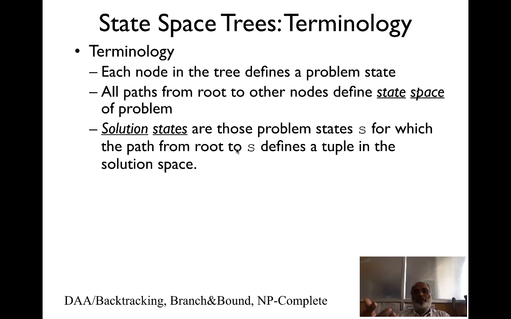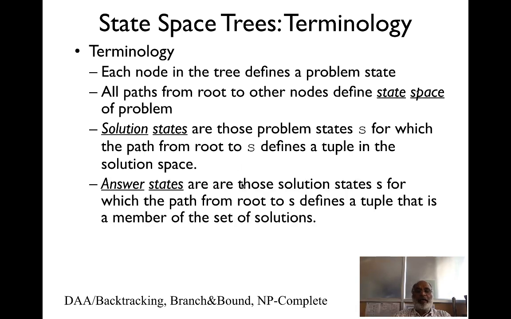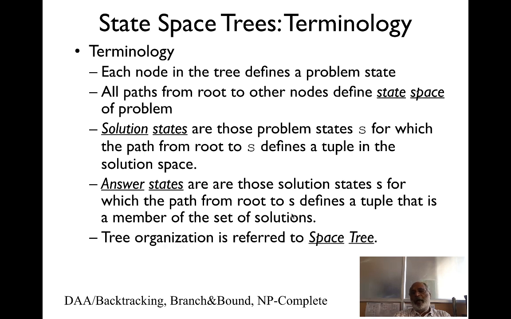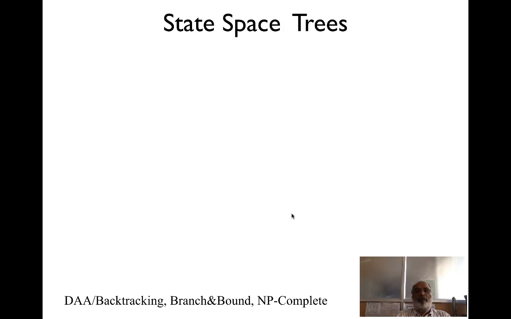Not every state is a solution, but these indicate possible solutions. Any path that satisfies my criteria and constraints, like some tuple values for which the sum becomes equal to the desired value, is my answer state. And the way I organize my tree is called a state space tree. So far we built static trees for both the Queens problem as well as the sum of subset problem.